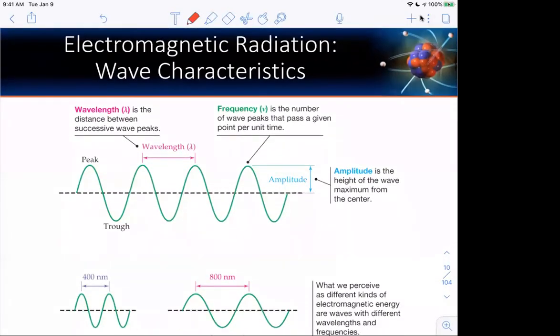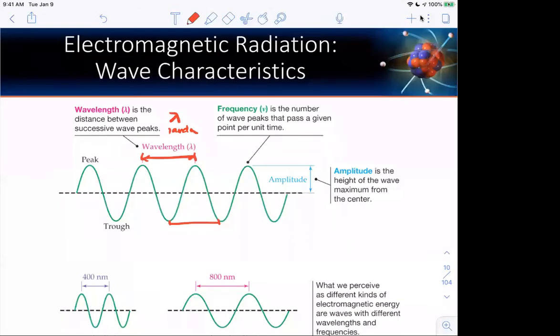So if I'm looking at a wave, the wavelength is going to be the distance between two peaks. I could also look at the distance between two troughs. What I need to do is look at one full wave, and then that distance is what I'm determining to be the wavelength. Now this is a lambda that I'm going to describe in terms of the wavelength.